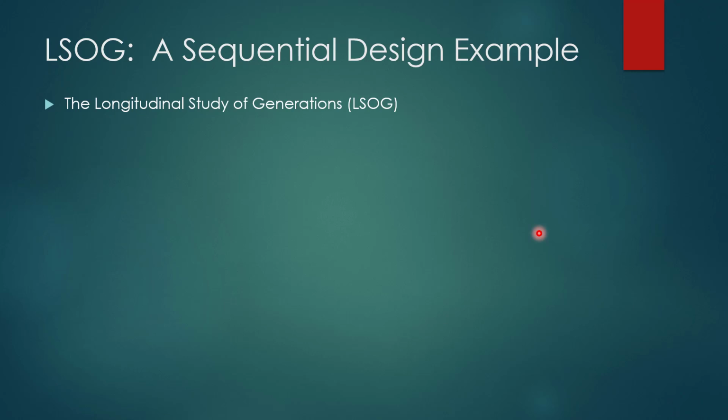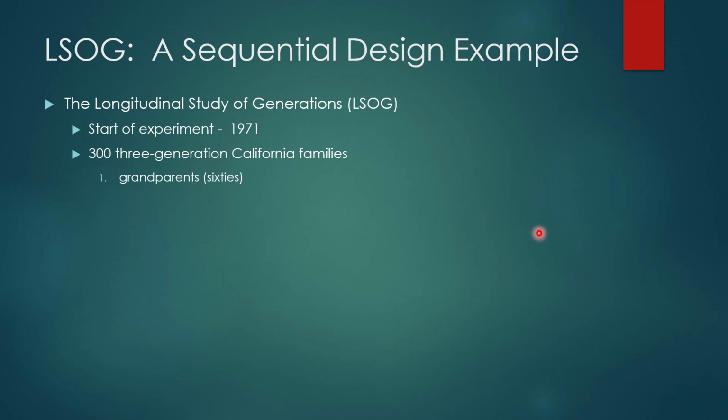So here's an example. This was actually a study that was going on when I was at USC, and I was kind of on the fringe part of it because I was part of this interdisciplinary training grant that was funded through this project. And it was called the Longitudinal Study of Generations. And it's kind of a classic example of a sequential design. And so basically they started the experiment in 1971. They had 300 3-generation California families, which included grandparents that were in their 60s, middle-aged parents that were in their 40s, and grandchildren that were aged 15 to 26.